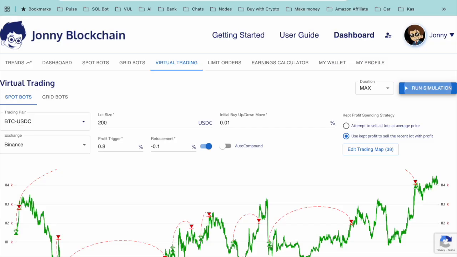So to try and answer this question, I'm going to be using JonnyBlockchain's virtual trading, paper trading. Now, if you're not familiar with what paper trading is, briefly, it takes data from the live market, what's happened in the past, and it will run a simulation based on a trading strategy and give you an idea of what you could have earned over that period of time. Now, obviously, past results can't reflect future results.